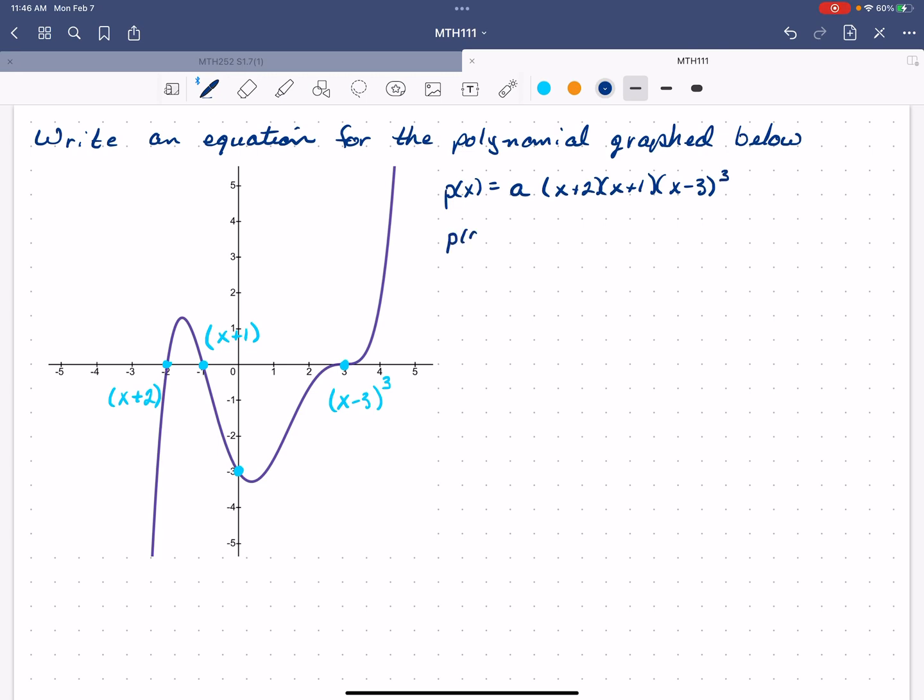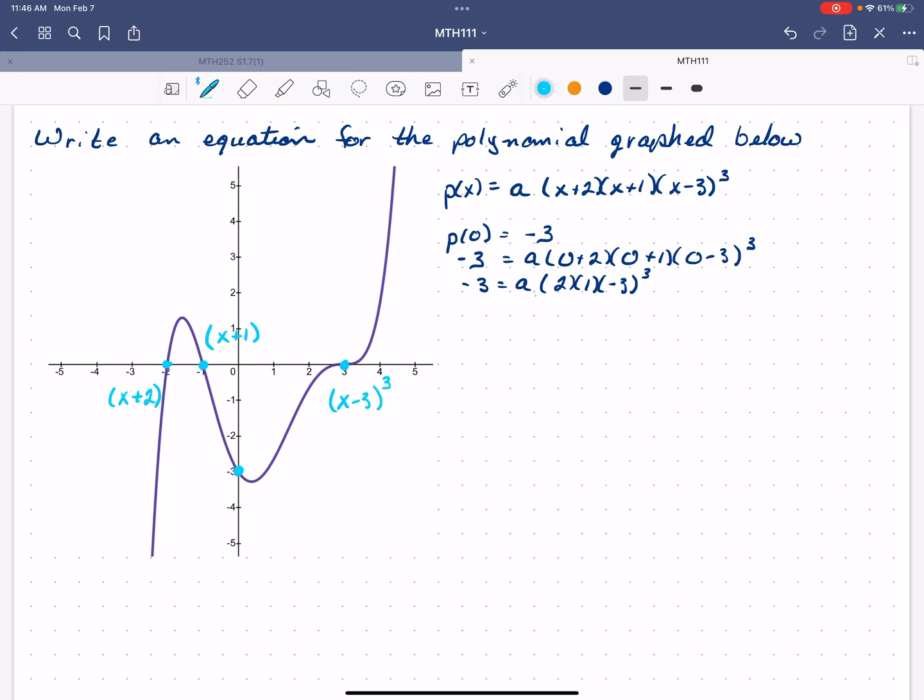And I know p of 0 needs to equal negative 3, which means that a times 0 plus 2 times 0 plus 1 times 0 minus 3 to the third power equals negative 3. So negative 3 is going to be equal to that a times 2 times 1 times negative 3 to the third power. Now negative 3 to the third power is negative 27. Okay, let's do this differently.